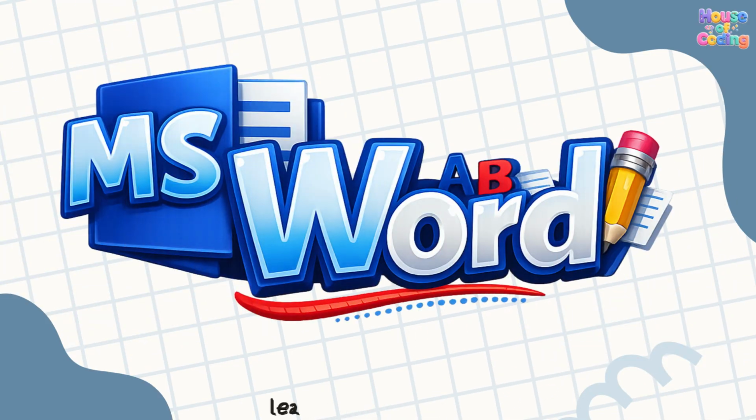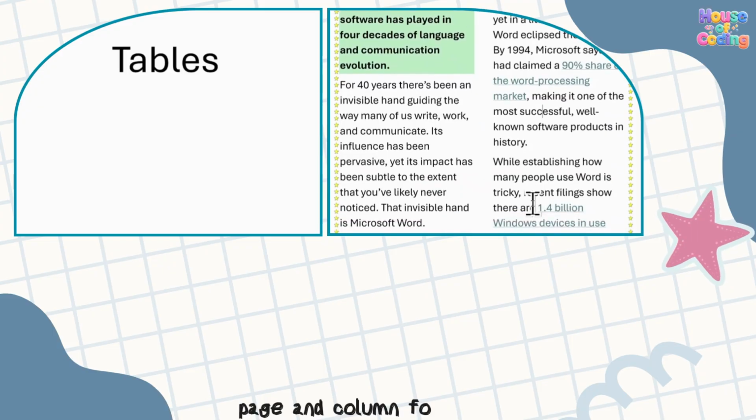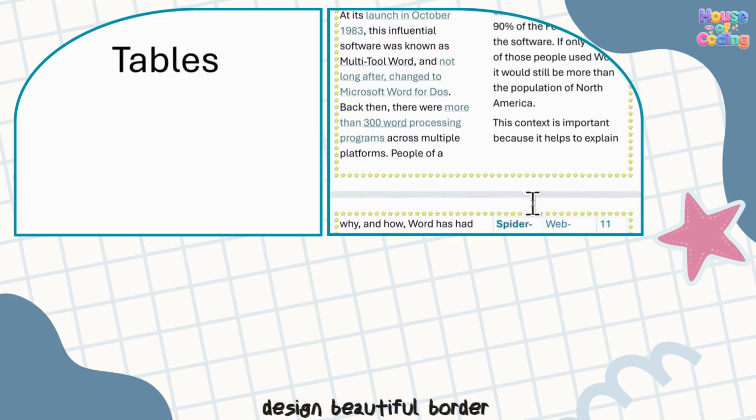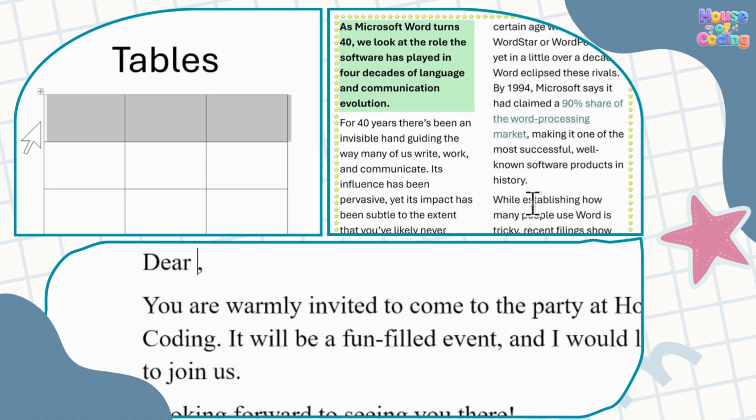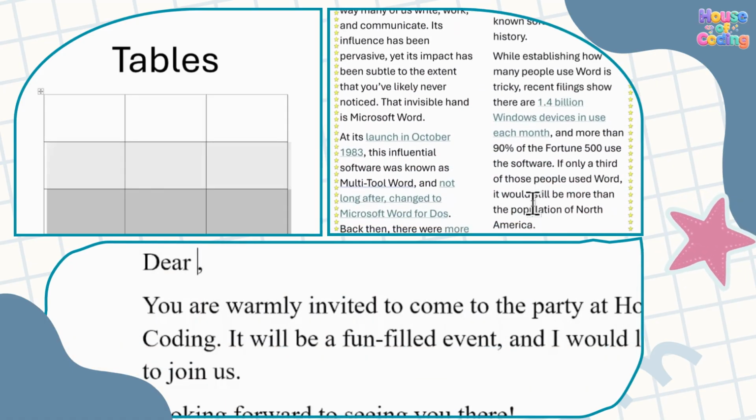Today we are going to learn how to organize our words using tables, change how our pages look with page and column formatting, design beautiful borders, and unlock a secret wizard tool called Mail Merge. Open up MS Word and let's get styling.